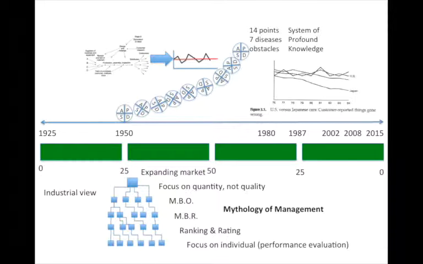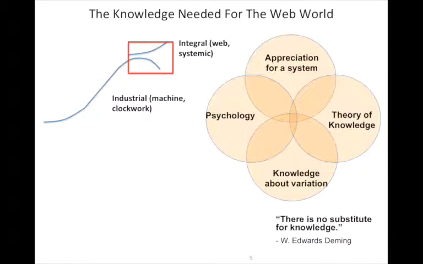In 1993, Dr. Deming published The New Economics, in which he described the body of knowledge upon which his 14 principles for Western management were based. The system of profound knowledge has 4 interrelated parts: appreciation for a system, knowledge about variation, theory of knowledge, and psychology. This, I believe, is the knowledge we need to navigate our way in this new paradigm of management.